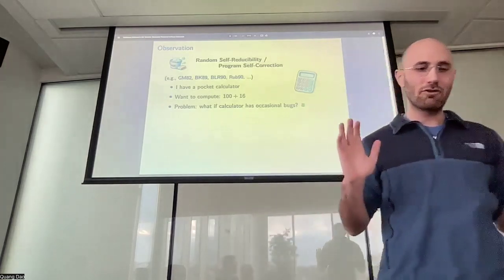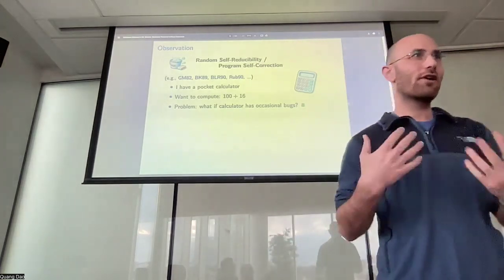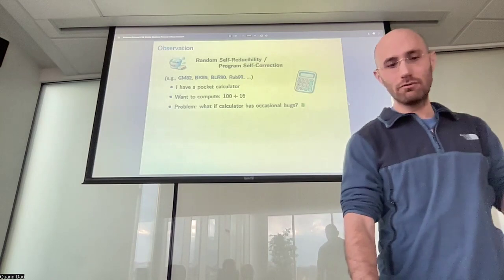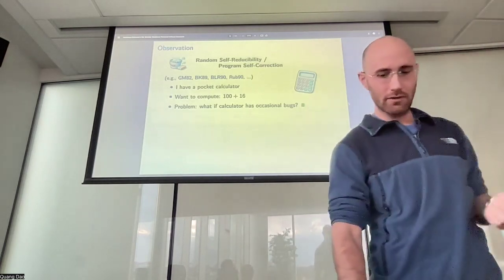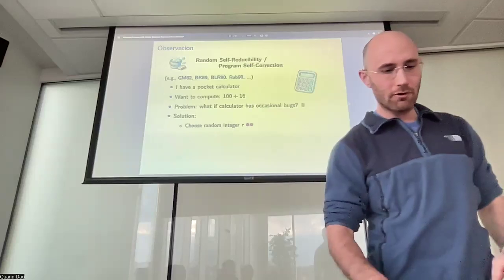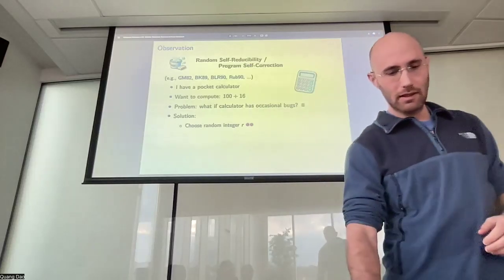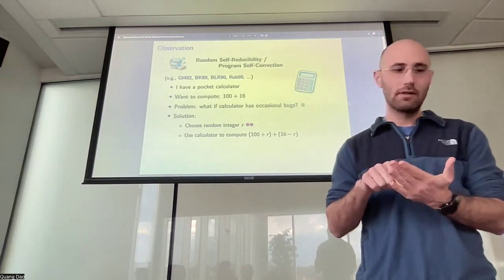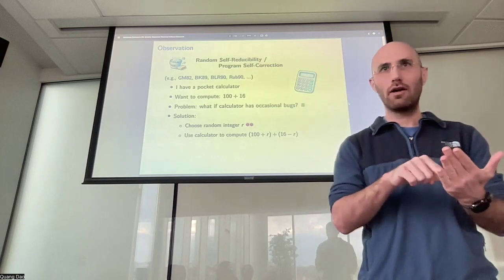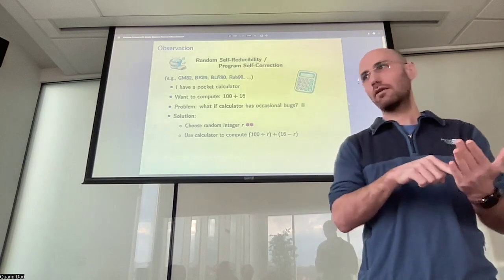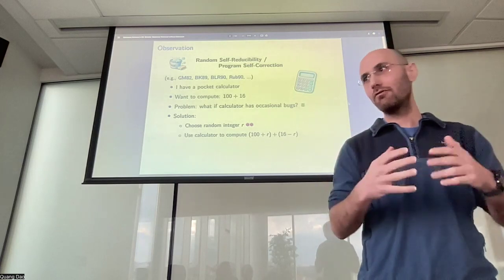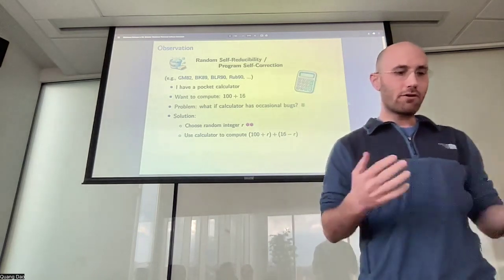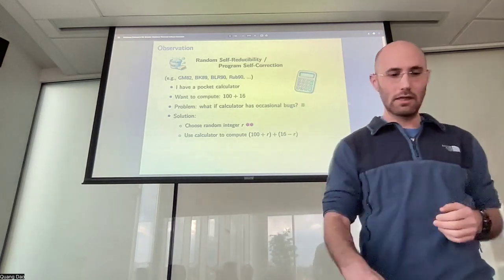Okay, so all I'm saying is maybe I'm not so paranoid. And because I feel very justified in my concern about 100 plus 16 on the calculator, I'm going to do random self-reducibility. Okay, so what does that mean? It means that I'm going to choose a random integer r. And now instead of plugging in 100 plus 16 on my calculator, I'm going to plug in 100 plus r, and then 16 minus r. A different calculation. In fact, a random calculation, because it depends on this random number r that I generated. But of course, the r's should cancel out if the calculator works.